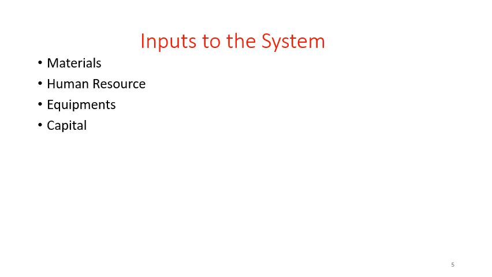Now what are the inputs to the system? The inputs to the system are materials. We have seen inputs, materials, raw materials, materials which have to be processed and converted into outputs. Similarly, you have human resource, that is all the workers, employees, the staff, etc. Similarly, equipments, capital, working capital, very important.